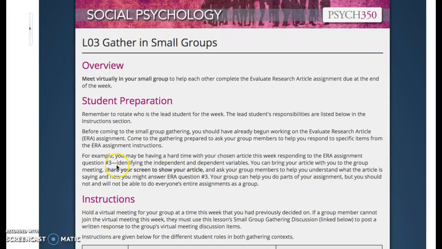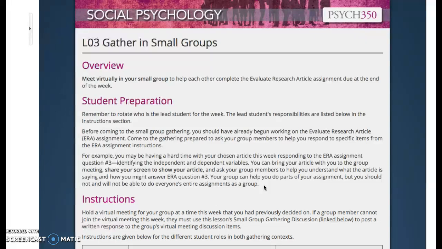So you can see right here in this paragraph, it says, if you're having a hard time on anything, you can bring that to your group and share any questions you might have, and the group members can help you understand. And then your group can help you do parts of the assignment, but you should not and will not be able to do everyone's entire assignment as a group. So again, they're there to maybe answer some questions or clarify things, but you're not doing one assignment as a group. You're just kind of helping each other with your own individual assignments.